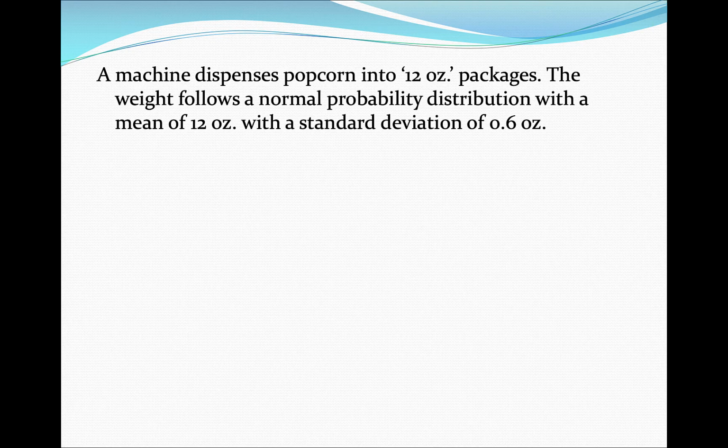We know we have a bell-shaped curve here. It also tells us the mean of this bell-shaped curve is 12 and the standard deviation of this bell-shaped curve is 0.6. So notice this is not a standard normal distribution. This is not a z. This is a normal distribution, bell-shaped curve. In this case, it's centered about 12, and the standard deviation is 0.6.